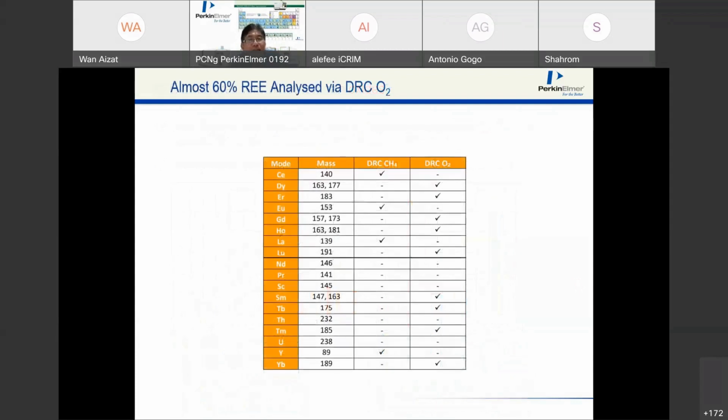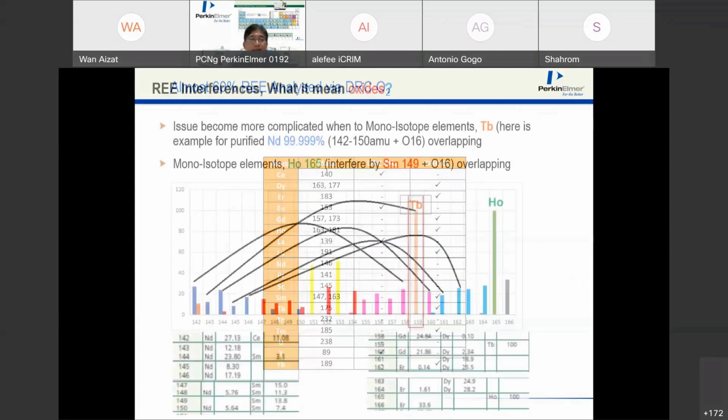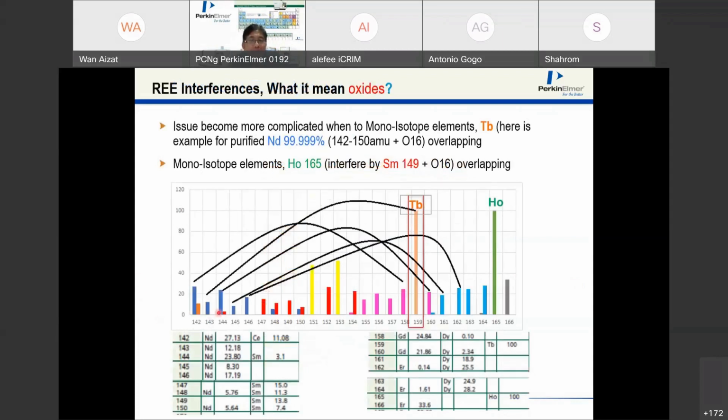So now we look into it. In the ICP-MS, we know that it can form oxide. For example, Tb can be interfered by maybe HO. What we are doing here, in the ICP-MS, is moving this Tb 159 by adding in oxygen 16, so it becomes 175, moving away from the easily interfered elements.